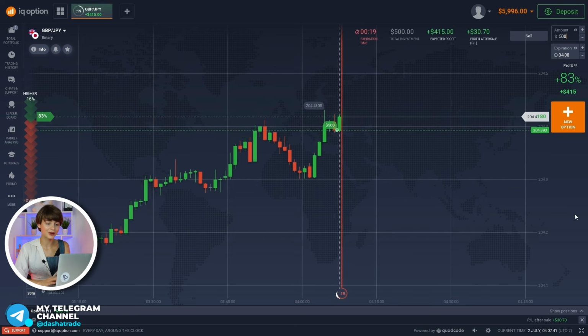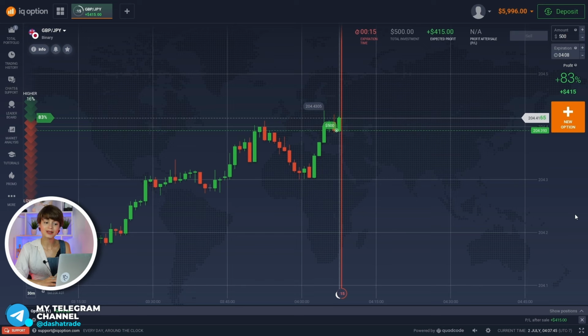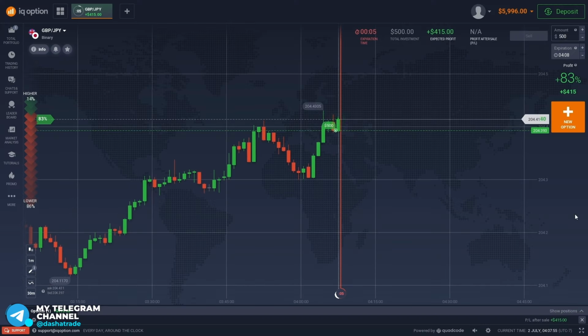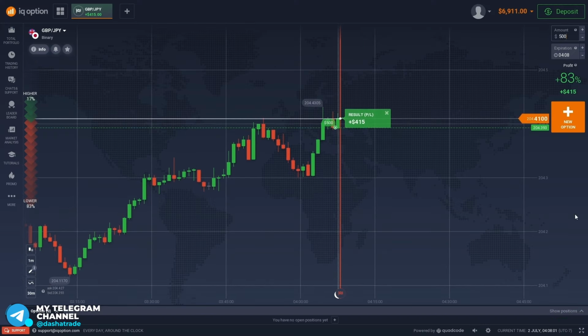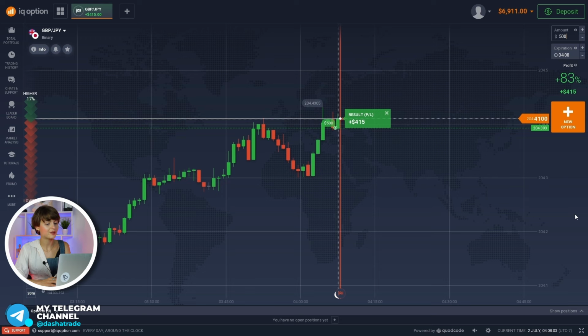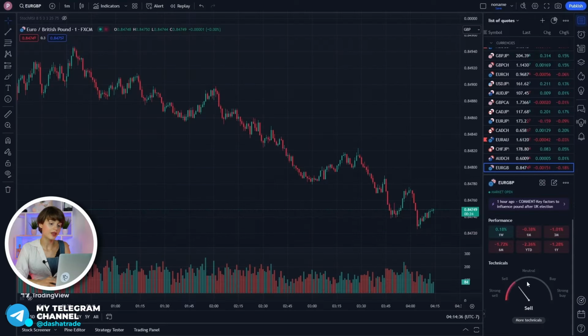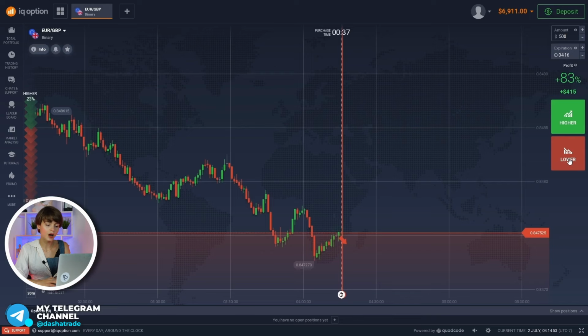Just have a look at these great movements that we're catching thanks to this simple strategy. Wow, this deal will likely close confidently in a profit. We're making another confident profit. Guys, I'm just shocked how this simple strategy helps us get a profit almost every time. Oh my god. So, I see the signal to sell on another pair, and I quickly open a deal with lower.